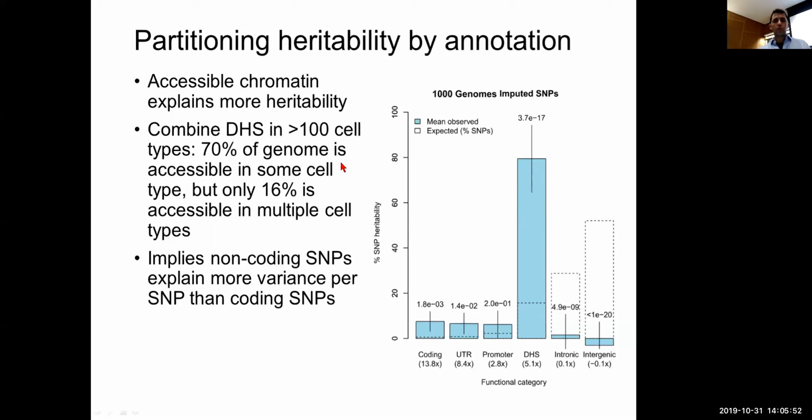Awesome. So accessible chromatin explains way more heritability than you would expect. And if you combine the DNA hypersensitive sites in more than 100 different cell types, more than 70% of the genome is accessible, but in any one cell type, only 16% of the genome is accessible. And yet, they capture a big, big chunk of the heritability. So that implies that non-coding SNPs explain way more variance per SNP than coding SNPs, okay?